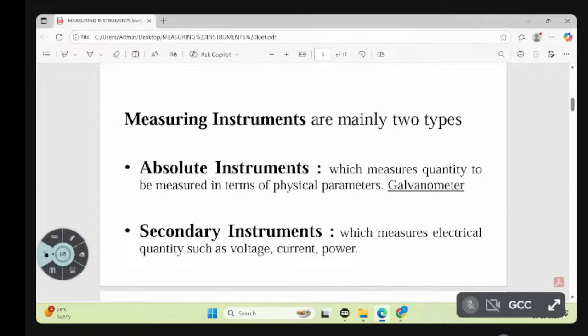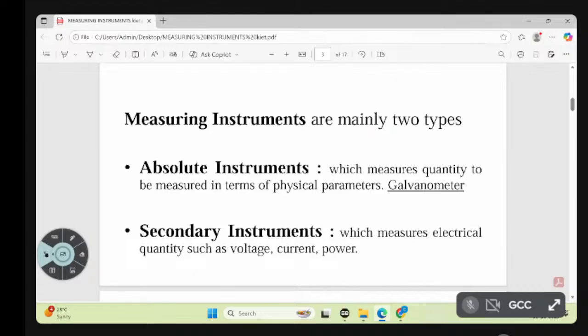Primary instrument means galvanometer. What does the galvanometer do in the circuit? In the Wheatstone bridge, it will compare the left arm and right arm and show zero deflection. Our aim is to set the values of the left arm and right arm such that the galvanometer reads a zero value.